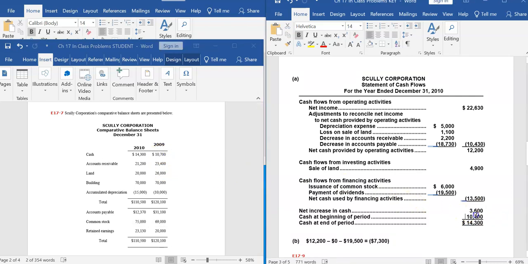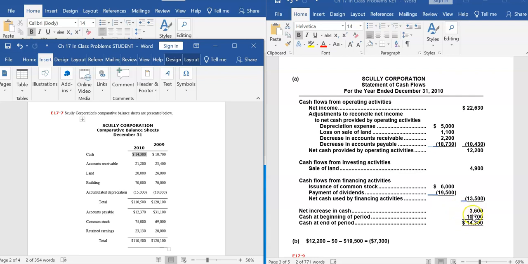If I take the year's beginning balance, combine it with the overall increase in cash during the year, it should equal my cash at the end of the year. And lo and behold, it does. Okay. Take a step back for a minute and look at this statement.